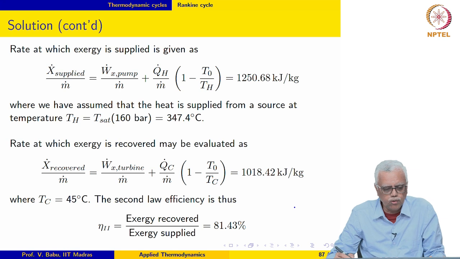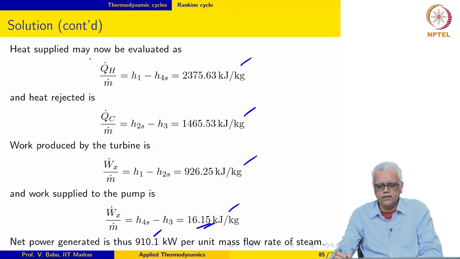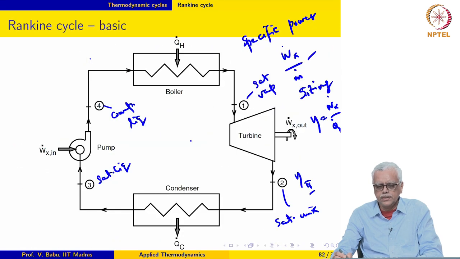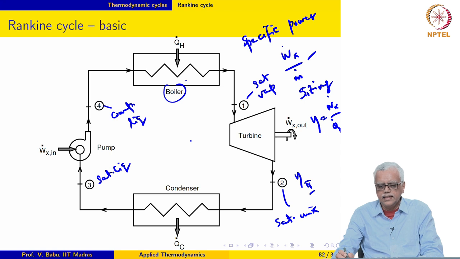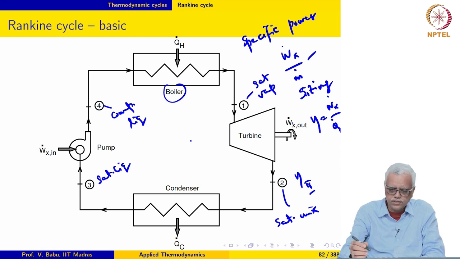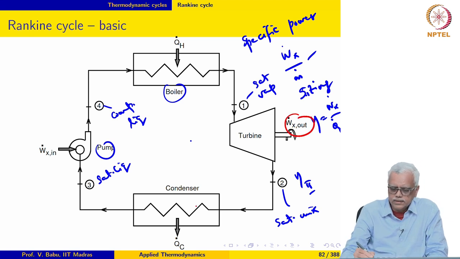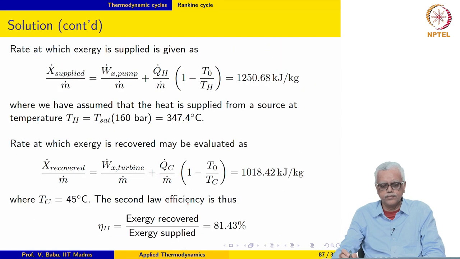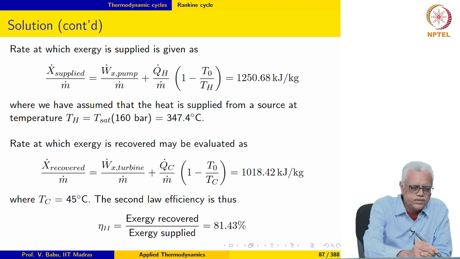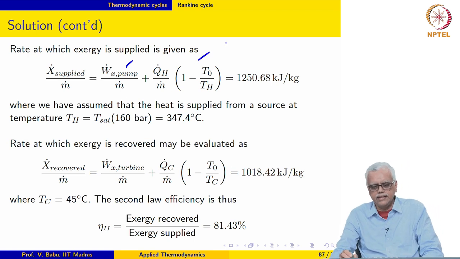So now we go on to evaluate the second law efficiency. So, the rate at which exergy is supplied. If you look at the cycle, you can see that exergy is supplied in the boiler and the pump, and exergy is recovered in the turbine and condenser. So the rate at which exergy is supplied, as I said, is in the pump and heat supplied in the boiler.